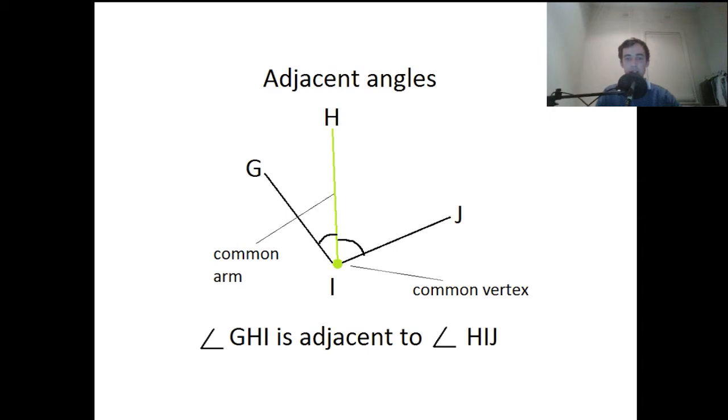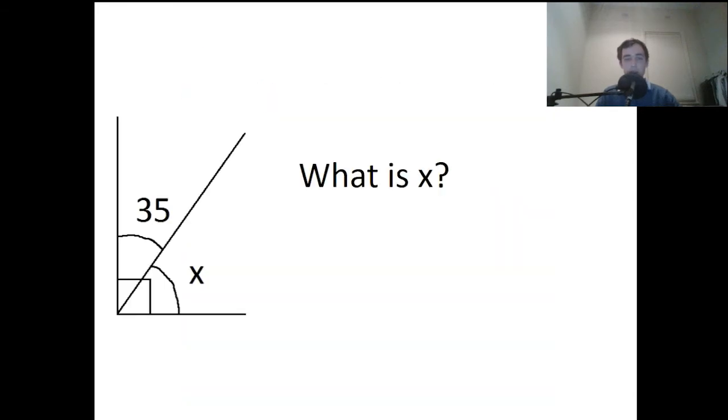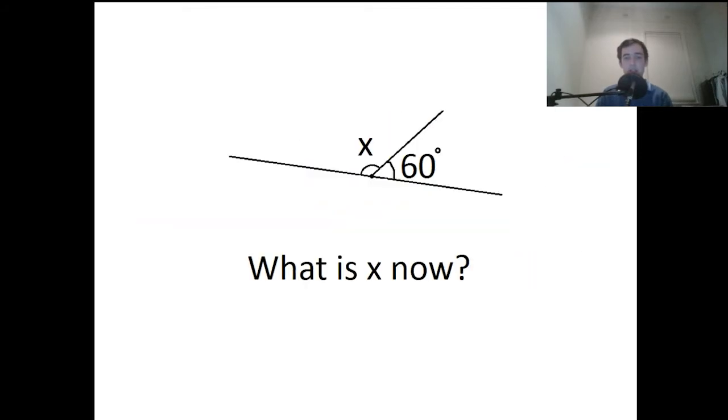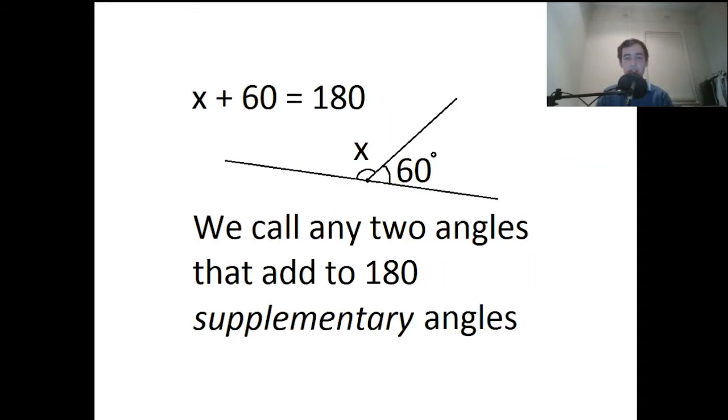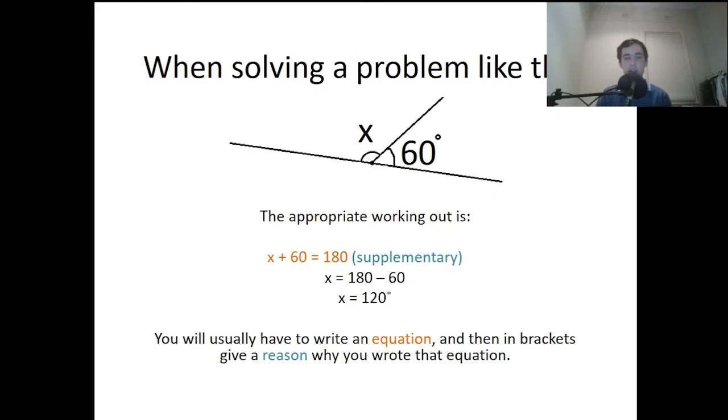We've learnt what adjacent angles mean, two angles next to each other, words like vertex and arm. And we've learnt complementary angles, we've learnt supplementary angles.